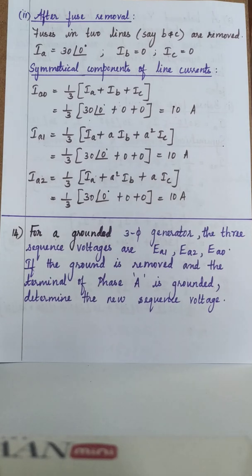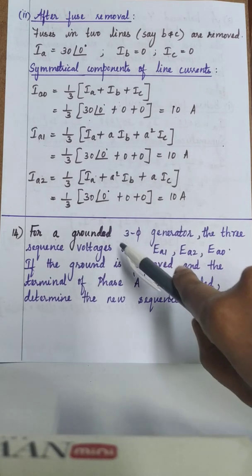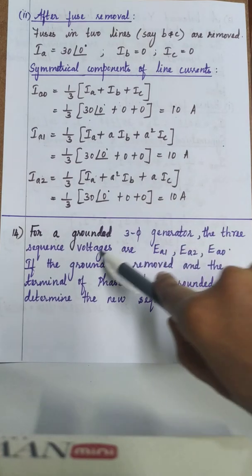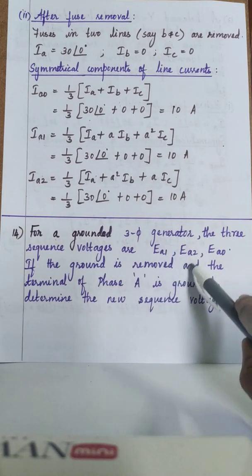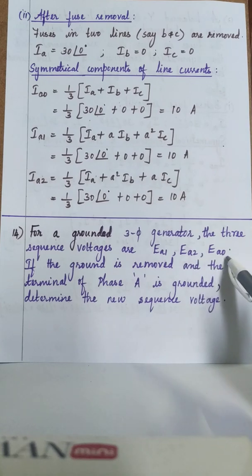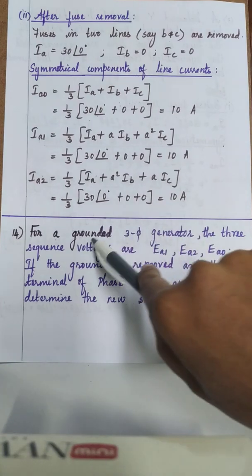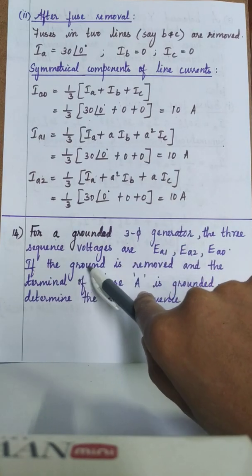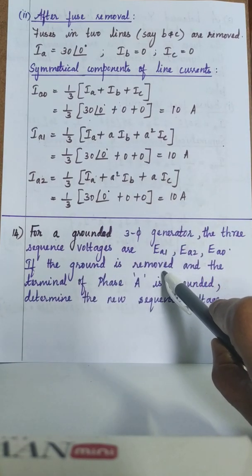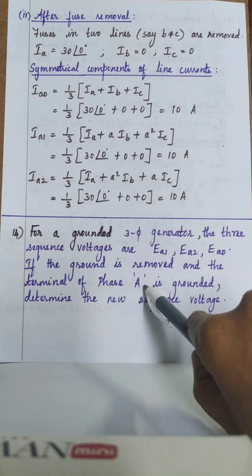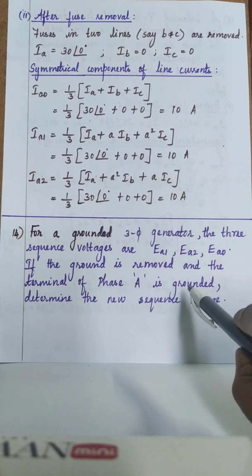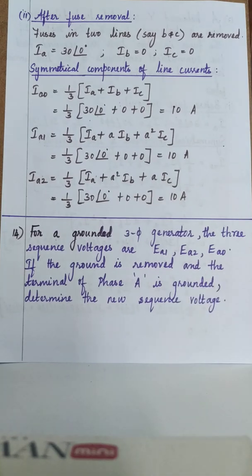Coming to problem number 14. For a grounded three-phase generator, the three sequence voltages are EA1, EA2, EA0. Notice this: for a grounded three-phase generator, if the ground is removed and the terminal of phase A is grounded, determine the new sequence voltages.